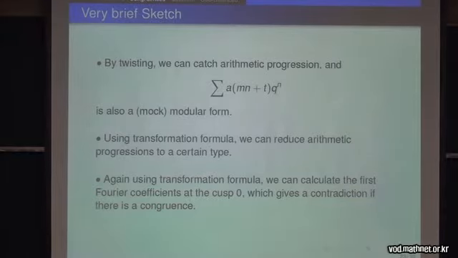So this is how the analytic property of the generating function implies some arithmetic property of the combinatorial sequence.